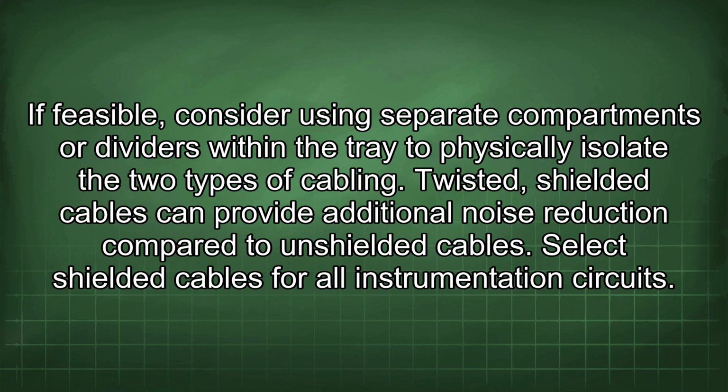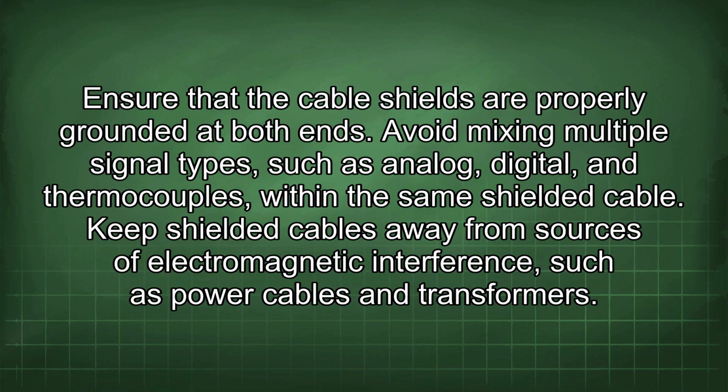Twisted, shielded cables can provide additional noise reduction compared to unshielded cables. Select shielded cables for all instrumentation circuits. Ensure that the cable shields are properly grounded at both ends. Avoid mixing multiple signal types, such as analog, digital, and thermocouples, within the same shielded cable. Keep shielded cables away from sources of electromagnetic interference, such as power cables and transformers.